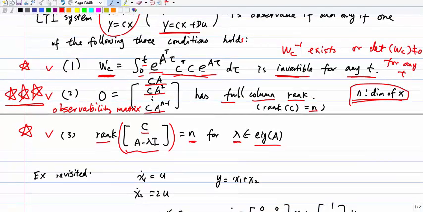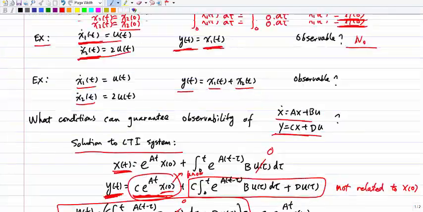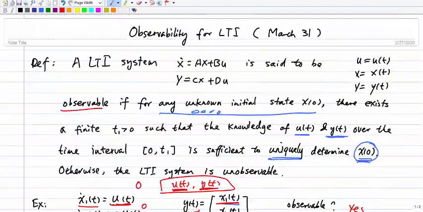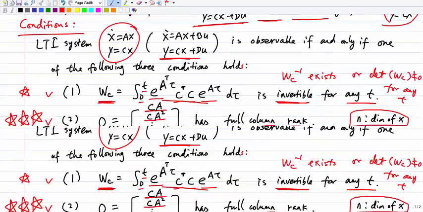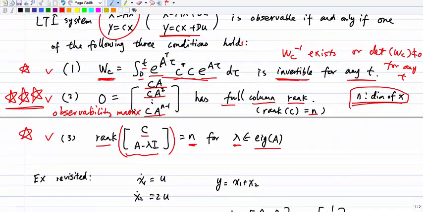Now let's take a look at the example I mentioned before, the one I haven't talked about observability for. Let's revisit this example to see if it is observable using the three conditions I mentioned. The problem I have is x1 dot is ut, x2 dot is 2ut, and yt is x1t plus x2t. I drop the t notation here.